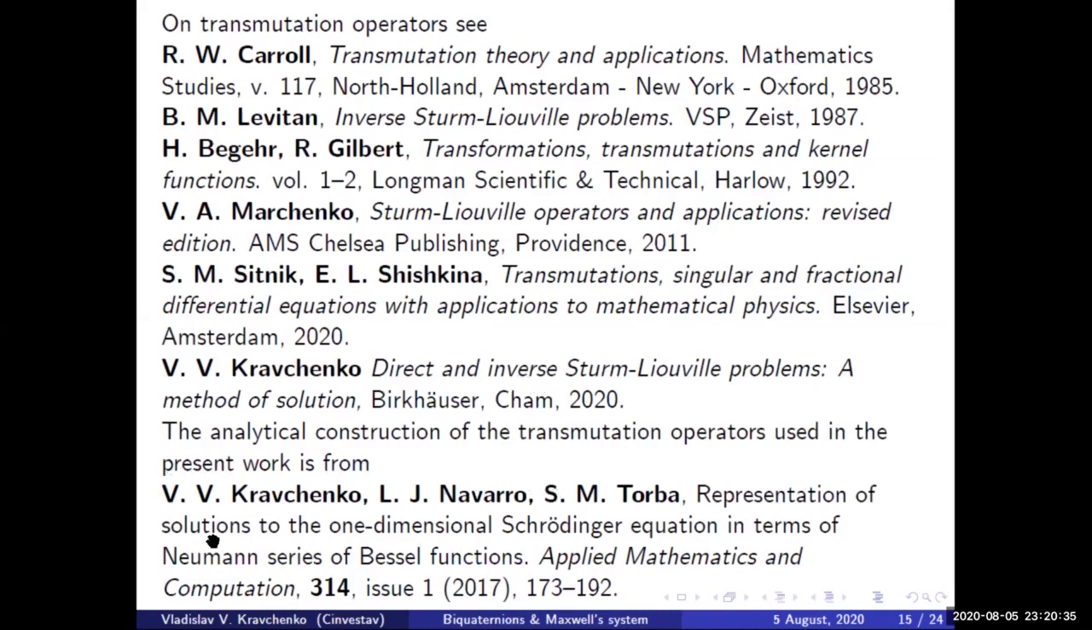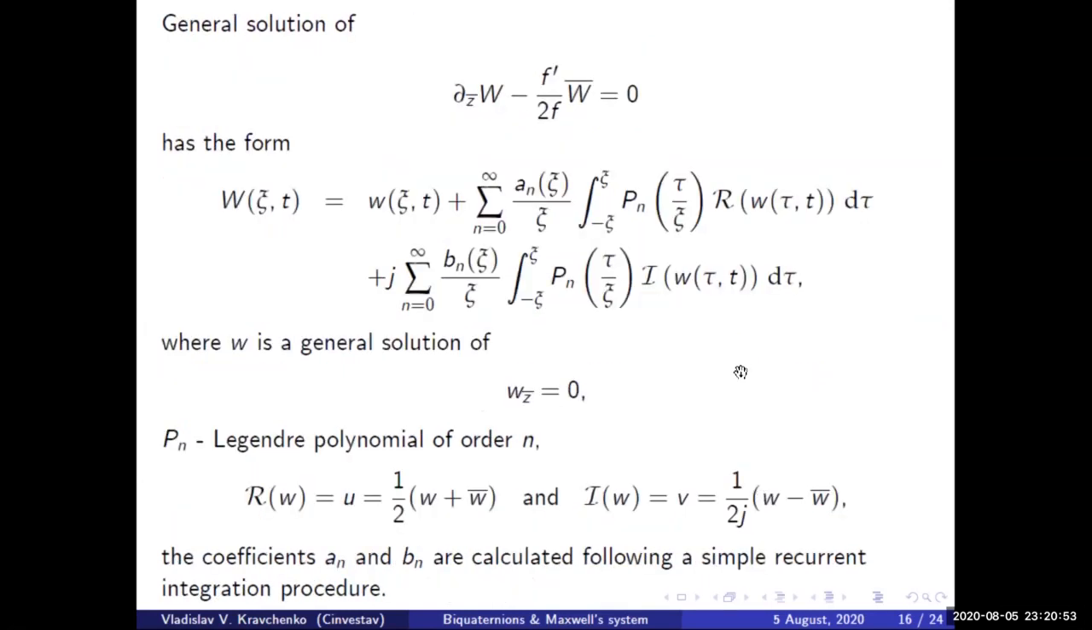So this analytic construction of the transmutation operator, which I use here, is from my joint paper with my colleagues Luis Navarro and Sergei Torba of 2017. So the result of application of these techniques more or less is the following. The general solution W of this Vekua type equation. Here I should mention that the medium is arbitrary, so epsilon is an arbitrary function. And the general solution has such form.